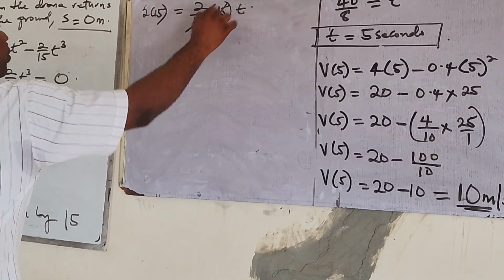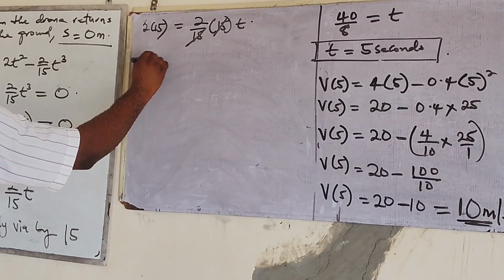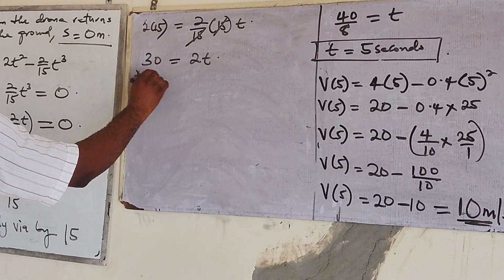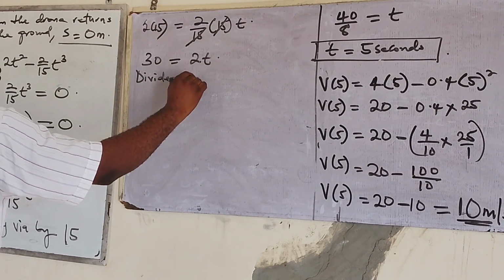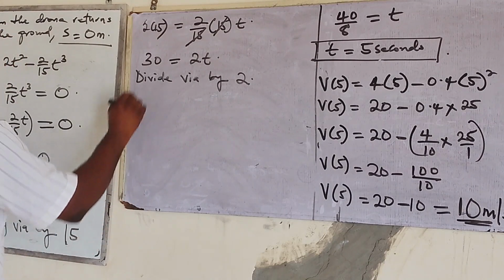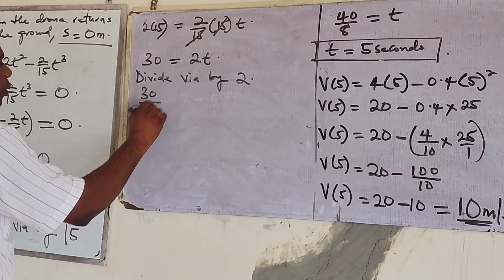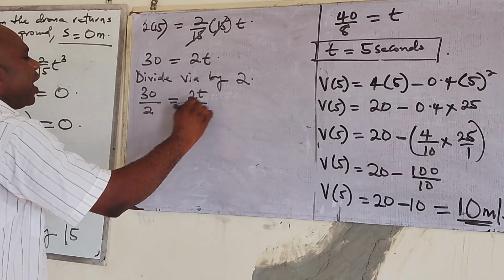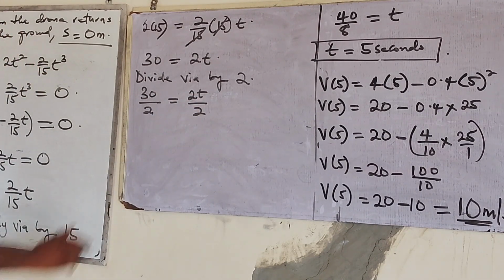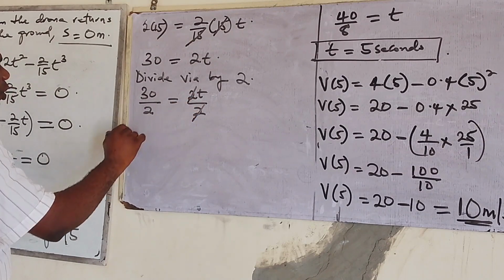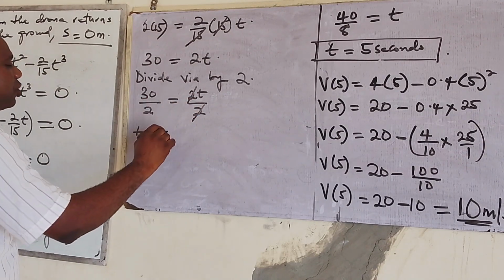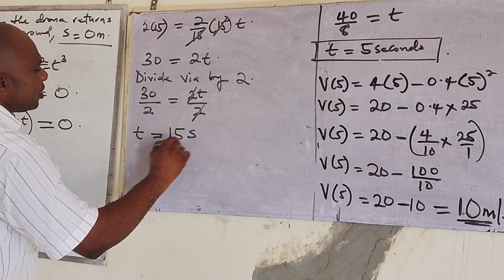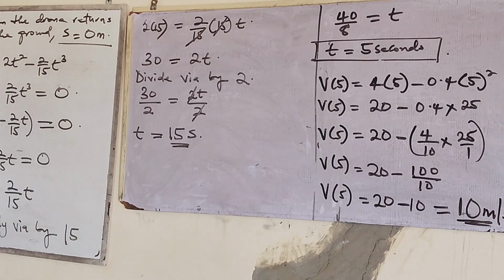So this 15 will go with this 15. Here we have 30 is equal to 2t. Now to get the value of t, let's divide through by 2. So we have 30 all over 2 is equal to 2t divided by 2. This 2 will go with this 2. We'll be left with t is equal to 30 divided by 2, which is 15. And the unit for measuring time is seconds, so the time is 15 seconds.